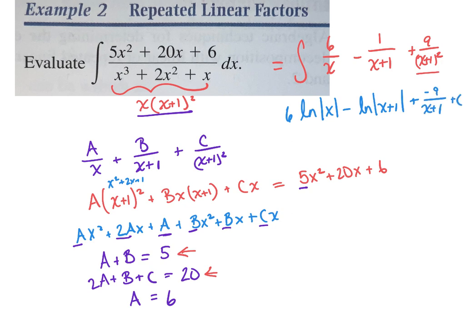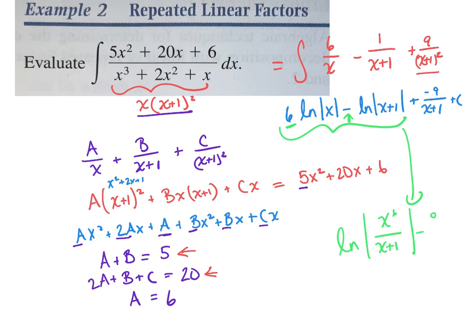We can condense, so you do want to condense these. Don't forget how you condense, right? How do I condense the 6? Where does that go? Oh, it goes on top, as the exponent. So this is natural log of x to the 6th. And because it's subtraction, we're dividing by x plus 1. And then minus the 9 over x plus 1, plus c. And that would be our decomposition.